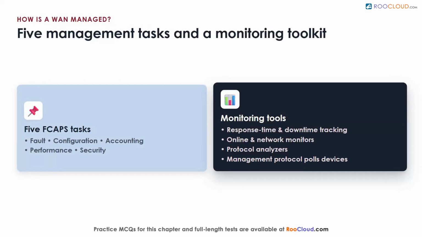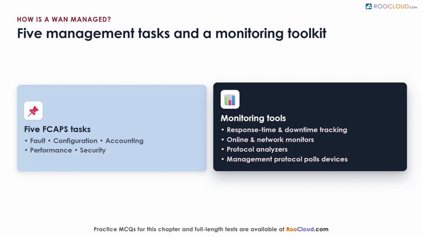So how is a wide network managed? A wide network needs the same care as a local one. There are 5 core management tasks. Fault management spots devices that have failed. Configuration management lets you view and change device settings remotely. Accounting management records who uses what. Performance management watches usage and raises alarms at thresholds. And security management flags suspicious traffic.